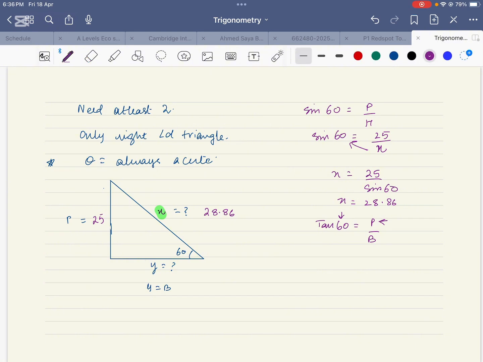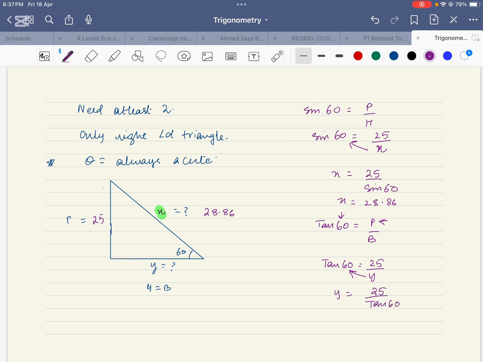So in order to avoid that, I will try to use the given values as much as possible instead of involving the calculated value which I have calculated on my own. If I am able to avoid it, I will avoid it at all costs. So this is tan 60 is equals to 25 upon y. Cross multiply, y is equals to 25 upon tan 60.